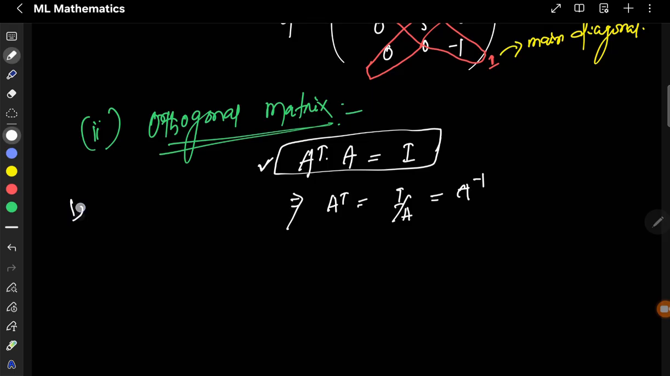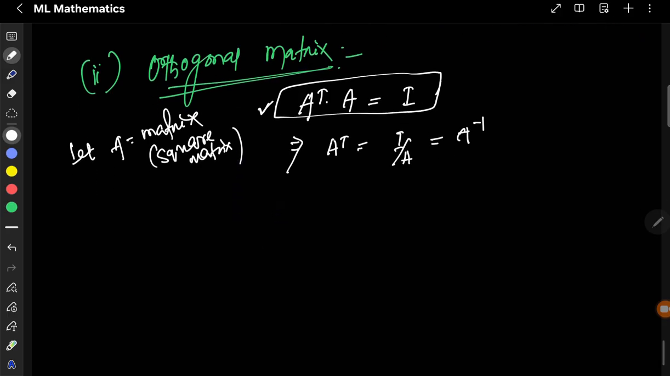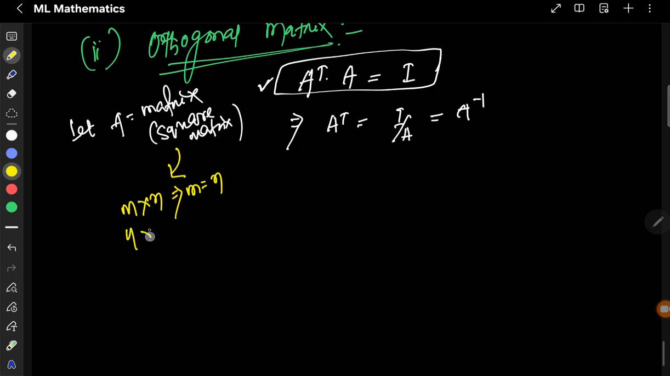So if I say let A be a matrix, mostly I am talking about a square matrix. So what does square matrix mean? You need to know that as well. A square matrix is one where M cross N has M equal to N. What does that mean? If your M is 4, then N should be 4. If it is 2, N should be 2. If it is 3, it should be 3. So if they are equal, then that can be called a square matrix.